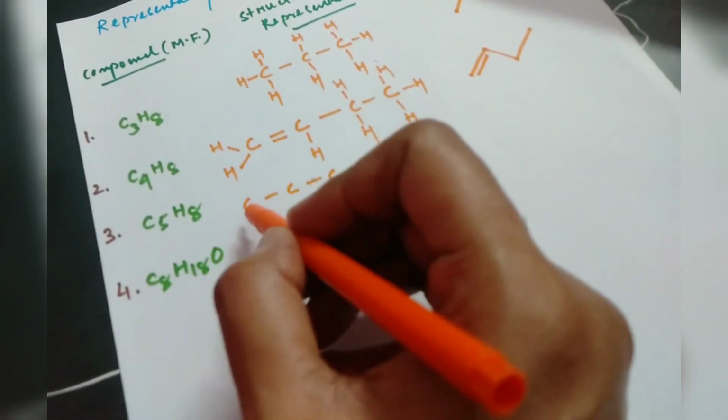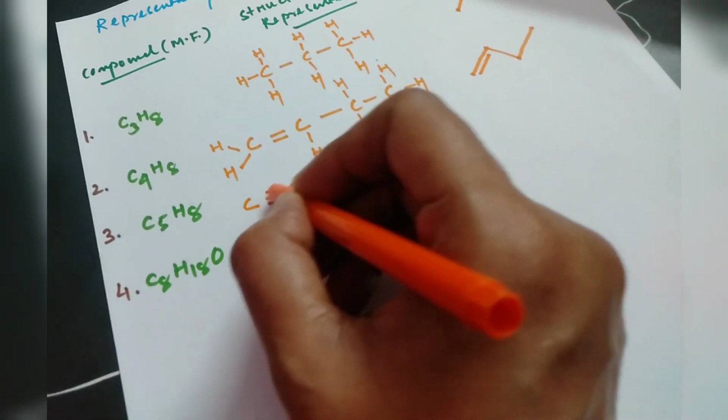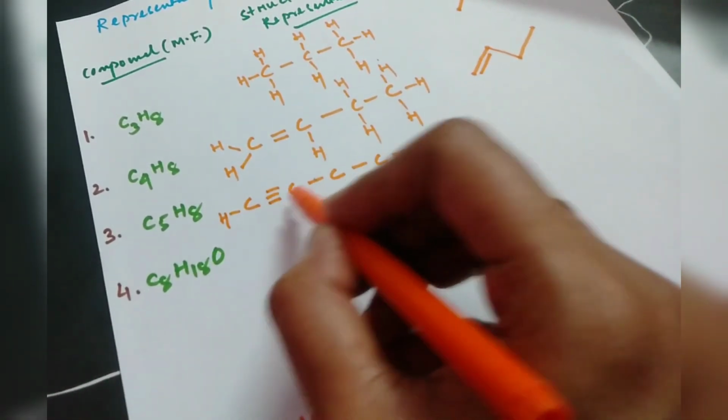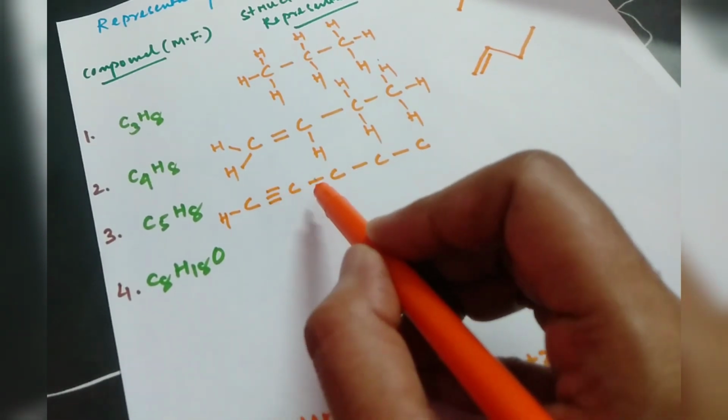So see here, if I put a triple bond here, this carbon requires another 1 bond, that means 1 hydrogen. Here no bond is required, 3 plus 1 is 4, already satisfied.